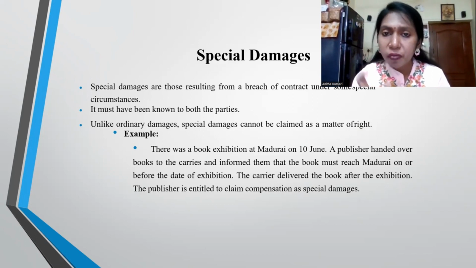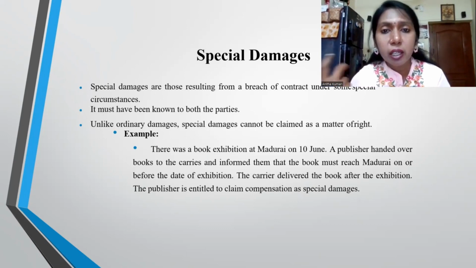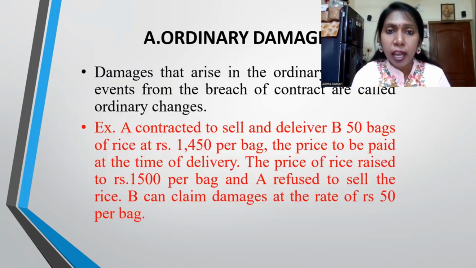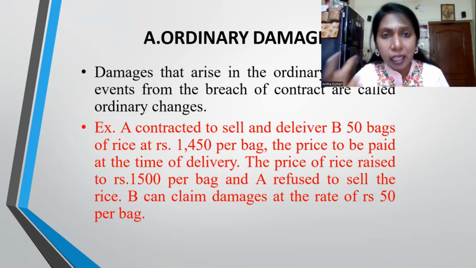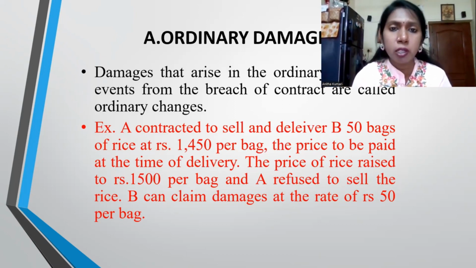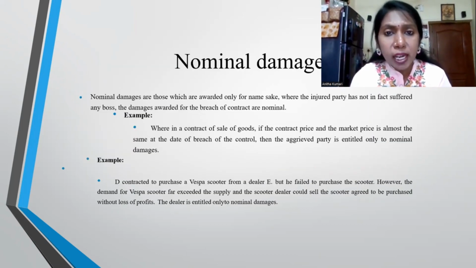Special damages means when one person faces some losses due to some other person's negligence or some other person's non-performance of activity or whatever it is. Whereas ordinary damages, in the sense, if due to one person's delayed performance or negligence, the other party faces some small part of losses, then the other party only has to bear it up. Nominal damages.